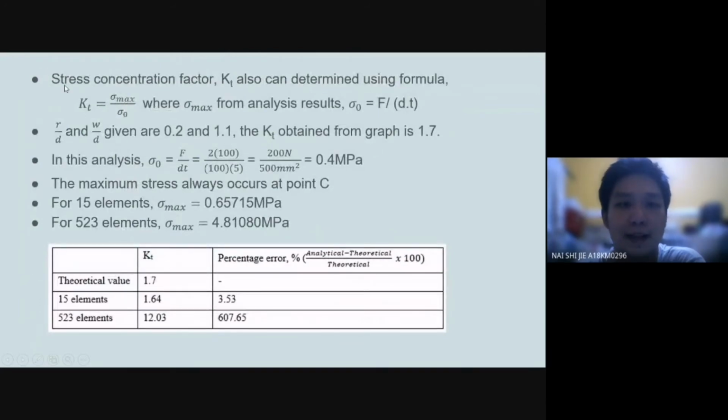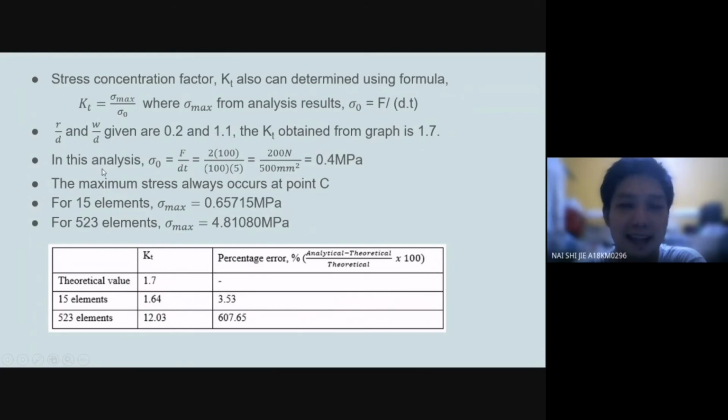Besides, we can also determine the stress concentration factor Kt using the formula given, sigma max over sigma naught, where sigma max can be obtained directly from the analysis results. Sigma naught we need to calculate manually using the formula F over dt. F is the force applied, d is the dimension of plate d, and t is the thickness of it. Since the project directly gave the r per d and w per d ratios, we can obtain the theoretical Kt from the graph, which is 1.7.